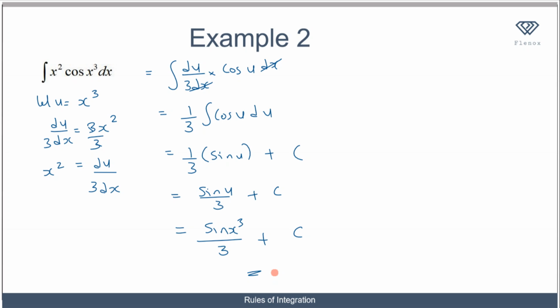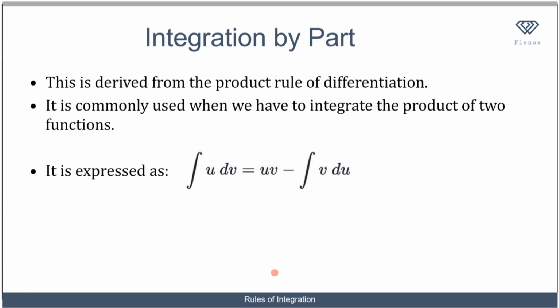So now let's talk about the final rule that we'll be looking at, and that is called integration by parts. This is derived from the product rule of differentiation, and it is commonly used when we have to integrate the product of two functions. It is generally expressed that the integral of u dv, this is the formula, is equal to u times v minus the integral of v times du.